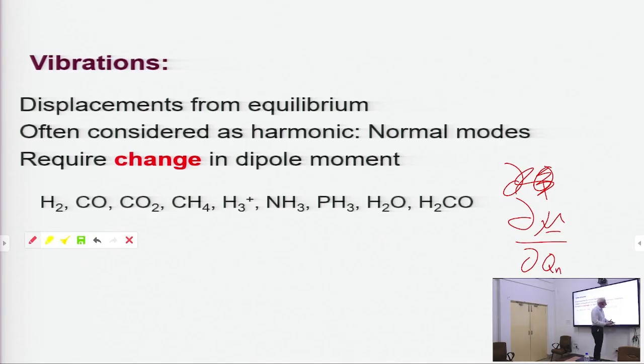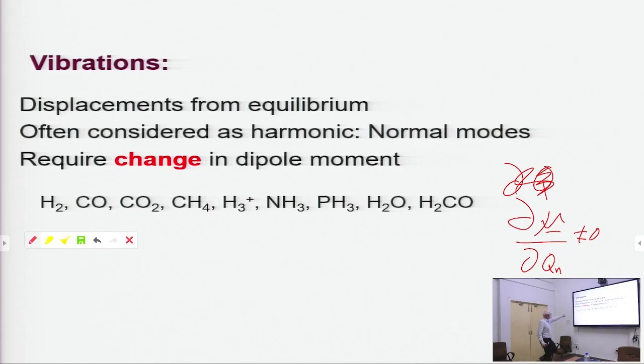For mode number n, traditionally vibrational modes are denoted Q. For mode number n, is its derivative of the dipole 0 or not? So if there's a change in the derivative of the dipole as you move the molecule, then it's an allowed transition. If there's no change, you get no transition.